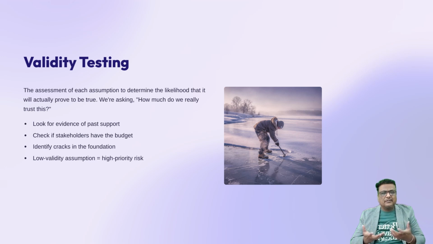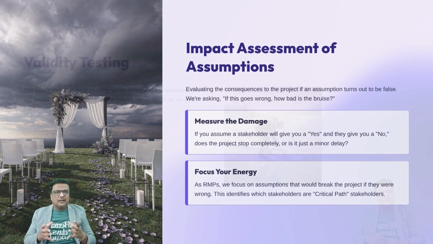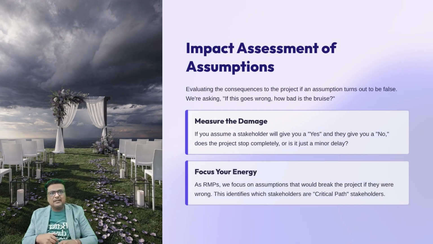Now, knowing if something is likely to be true is important, but we also need to know what happens if we are wrong, which leads us straight into the concept of impact assessment. Now we have to tackle impact assessment of assumptions. The book-style definition refers to the process of evaluating the consequences to the project if an assumption turns out to be false. To translate that into human speak, we are asking, if this goes wrong, how bad is the bruise?